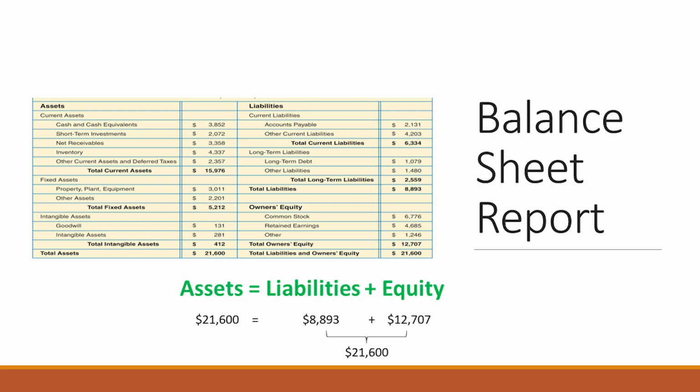We look on one side, the left-hand side, we have our total assets totaling $21,600. Our liabilities total $8,893. Our equity totals $12,707. We add liabilities to equity, it turns out to be $21,600, which equals the amount on the asset side. Your balance sheet should always be balanced.